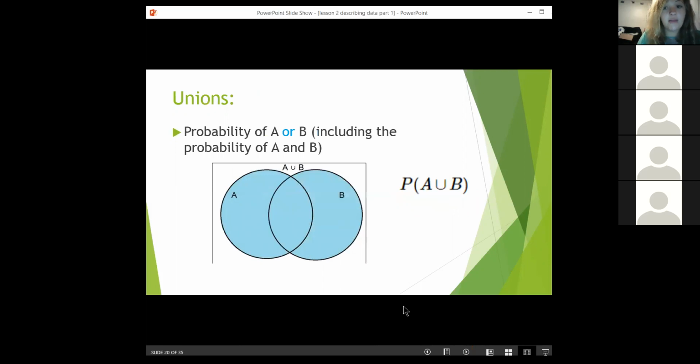A union is going to be the probability of A or B happening, but make sure that you do include the probability of A and B happening, because if A and B are happening, A or B is technically also happening. They're just both happening. And this is the probability of A or B.